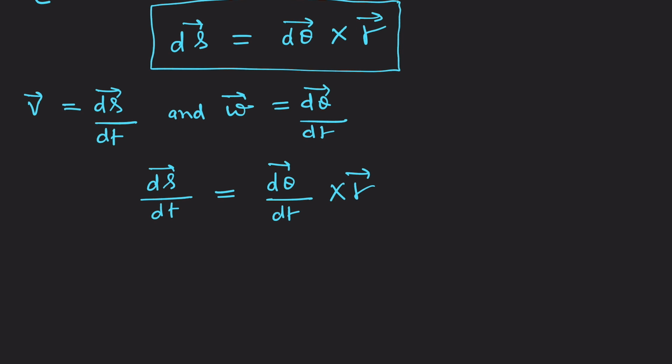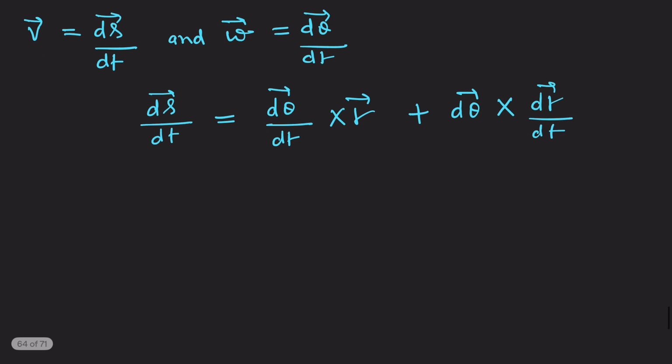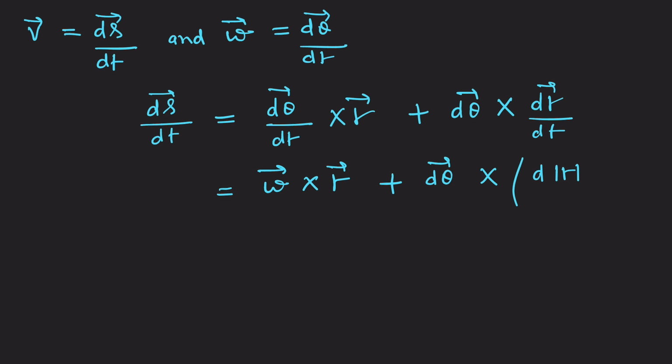As the order is there, you follow that order only and do the differentiation using the product rule. So d theta by dt cross r plus d theta cross dr by dt. So guys, here d theta by dt is nothing but omega cross r plus d theta cross dr by dt, which can be written as d of mod r cap divided by dt.